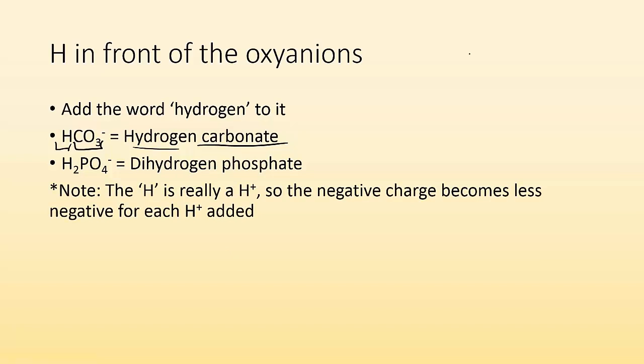Note the H is really an H plus, so the negative charge also becomes less negative for each H plus added. Right. The carbonate is CO3 minus 2. If I add an H plus to the front, now the overall charge is just minus 1. And that's how we get hydrogen carbonate.